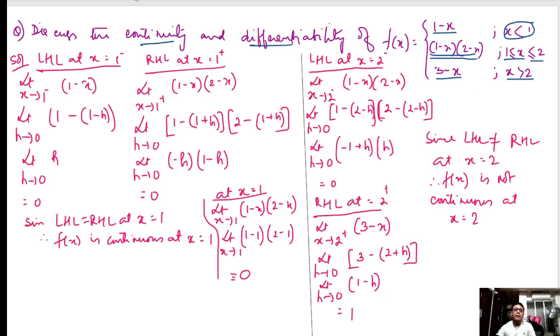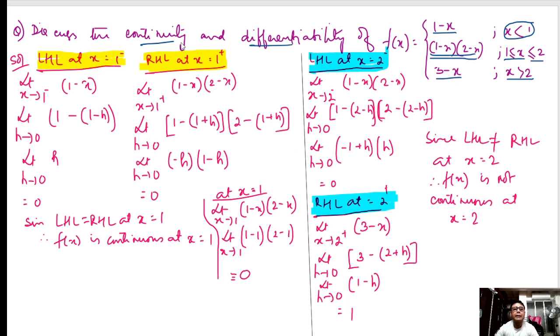So there are two parts. I have to check at x equal to 1. That means at 1 minus, 1 plus, and then I have to check at 2 minus and at 2 plus.